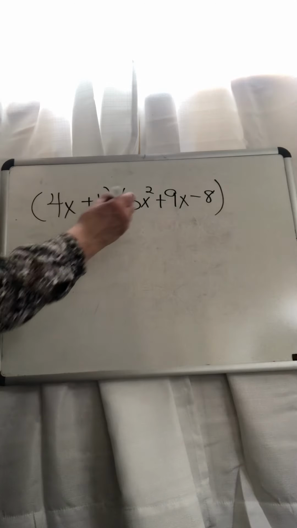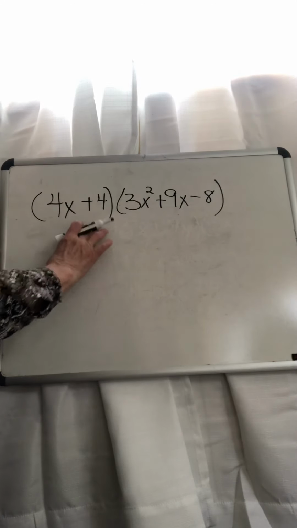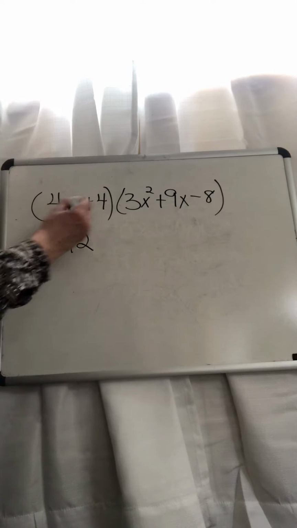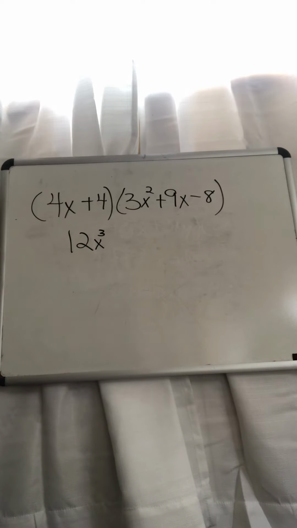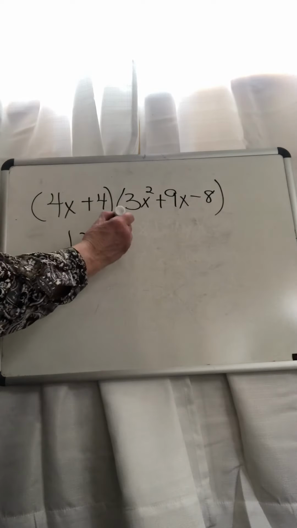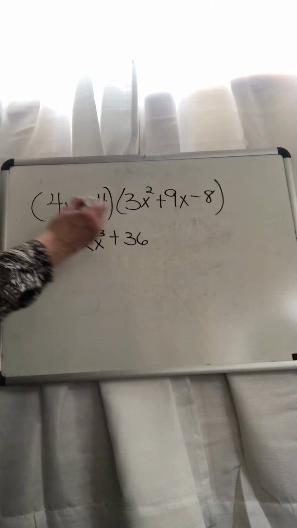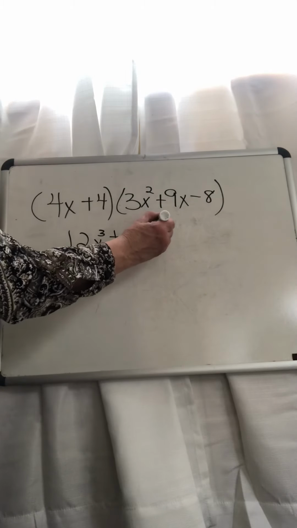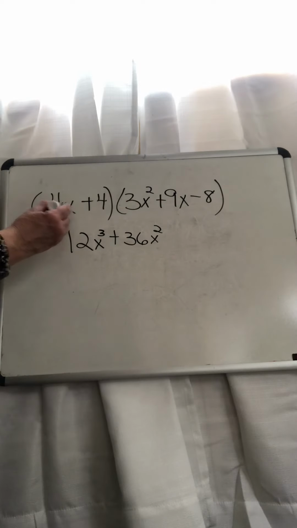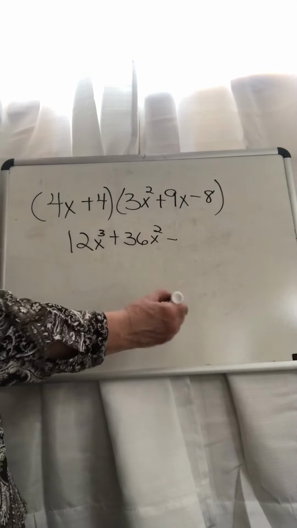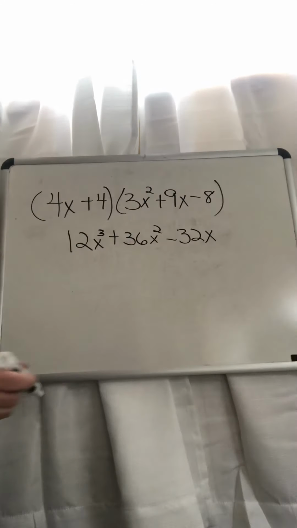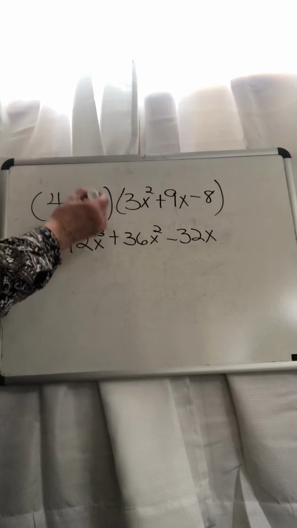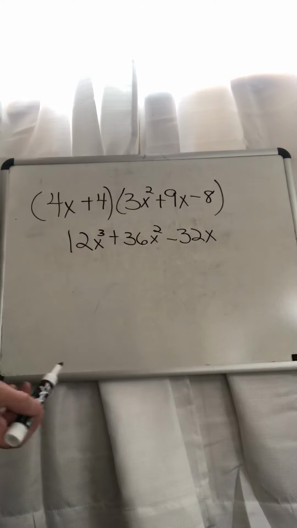Okay, so 4 times 3 is 12. I think I better write that over here. x times x squared, I'm adding those exponents, so it's x cubed. 4x times 9x, 4 times 9 is 36. x times x would be x squared. 4x times a negative 8, a negative 8 times 4 is a negative 32. Then we've got an x here, so it's also part. Okay. All right. Now we're going to multiply the 4 times all three of those terms.